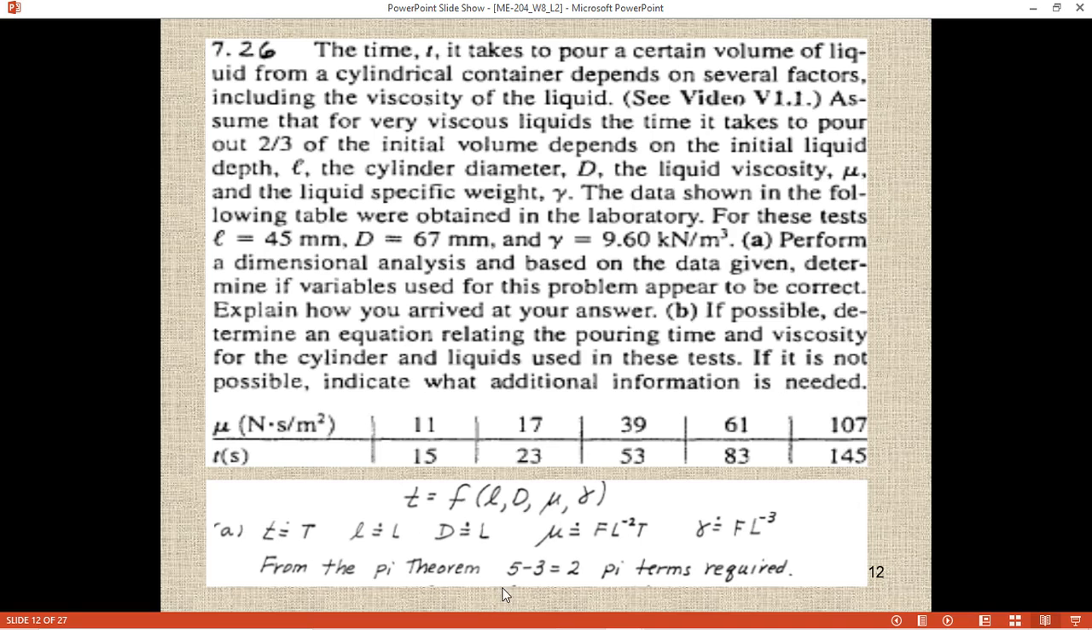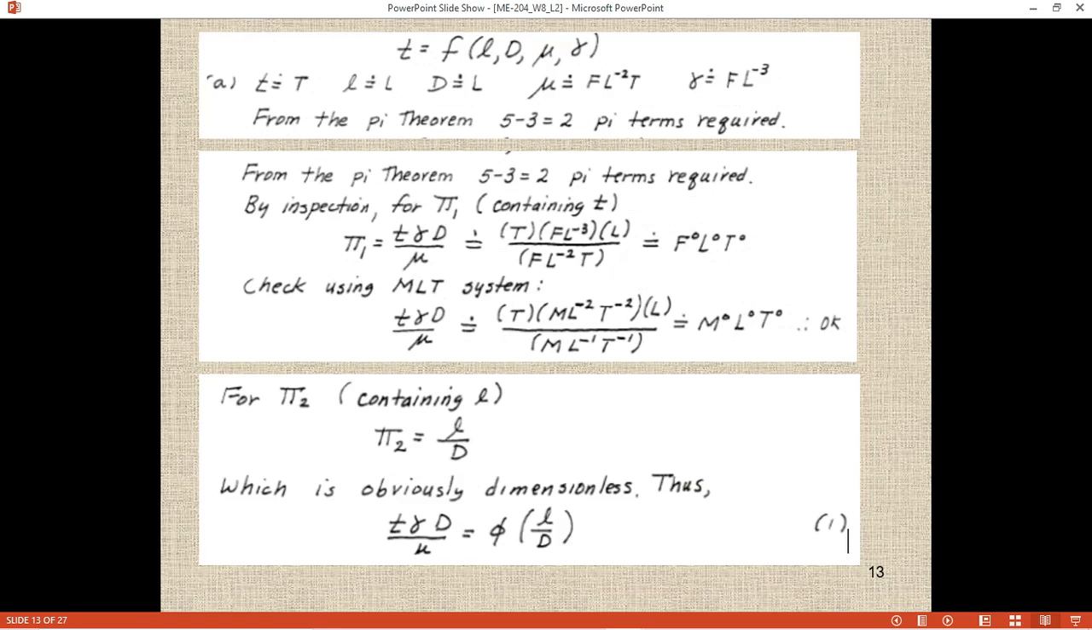So the total number of variables is 5 and the total number of reference dimensions is 3, so 5 minus 3 is equal to 2. So the total number of pi terms is 2. We require 2 pi terms to explain the phenomenon. So we know the procedure: we took the procedure of repeating variables. We consider the repeating variables, and based on that we solve the problem.